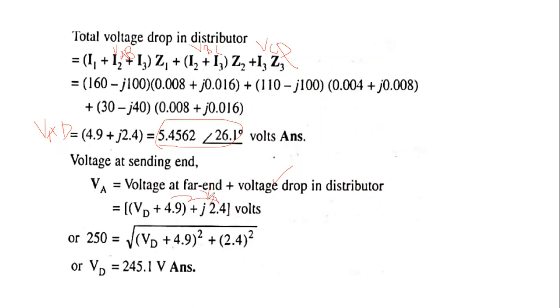This is the total voltage drop across the distributor, that is the VAD value. Then VA is equal to 250 volts. After that, we calculate the voltage at the VD value. This is the procedure to find out the voltage at the VD point.